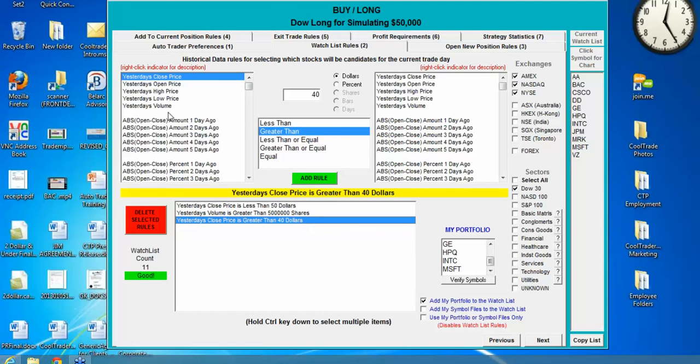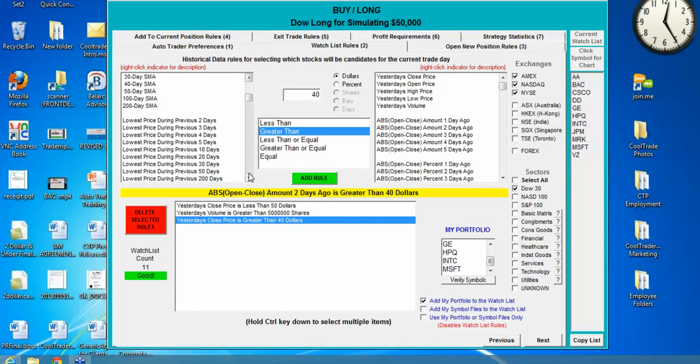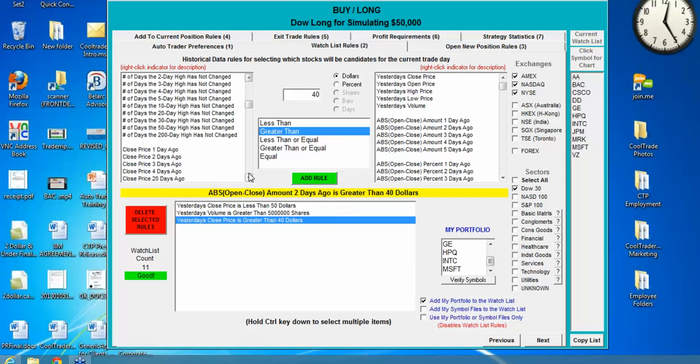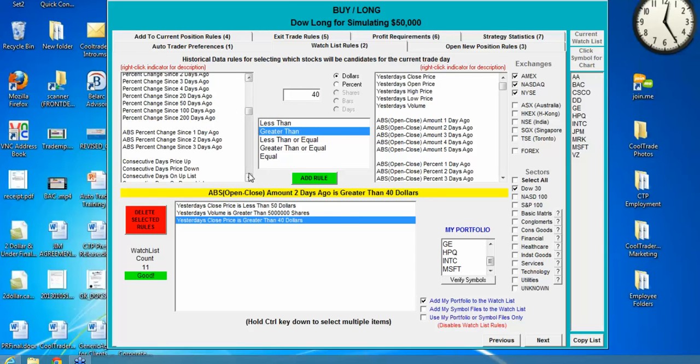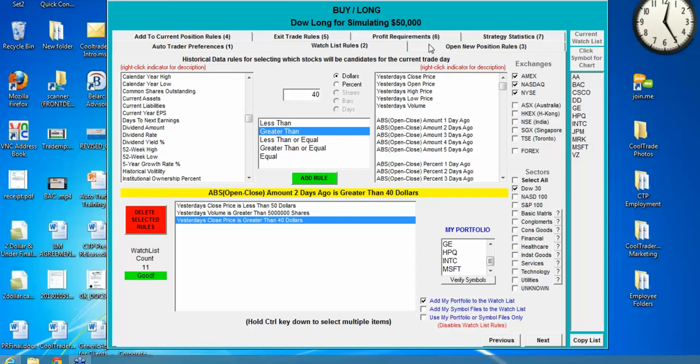And you can add as many rules as you want to. There's over 500 in here, and that'll be another class that I'll be doing here in the next couple of weeks, and really get into showing you how that works. So now we're going to go ahead and click over to the next tab.